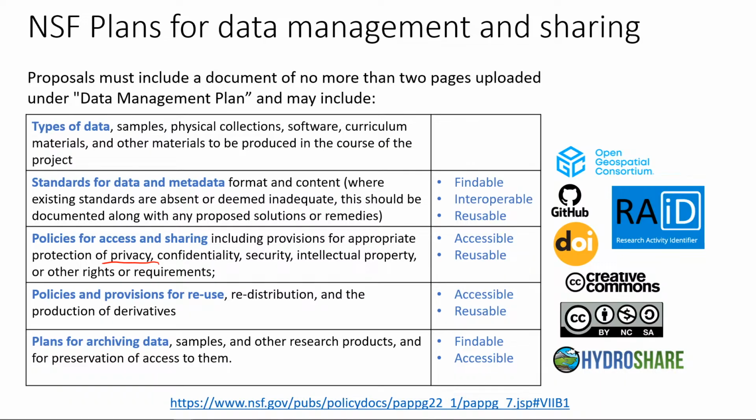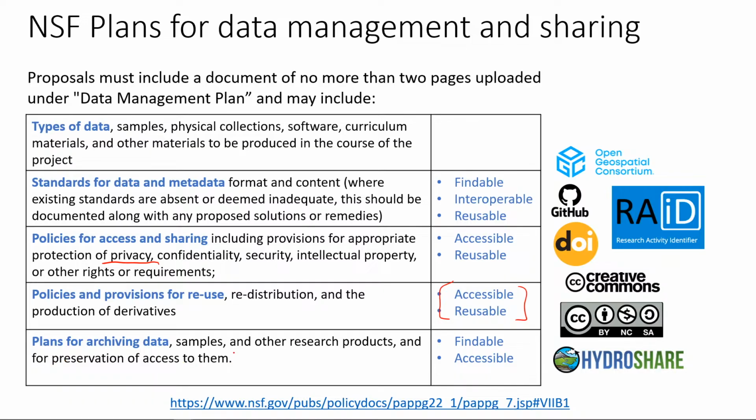Yeah. Policy and provision for reuse. So this is again about accessibility and reusability, for reuse, and a plan for archiving the data, like how you plan to make this data available and archivable. Remember, any research data, you should keep it for at least 5 years. That's the minimum period. If you want to keep it more, you can, but the minimum period is 5 years for any papers you publish. Plan for archiving samples and other research products, and the preservation of access.